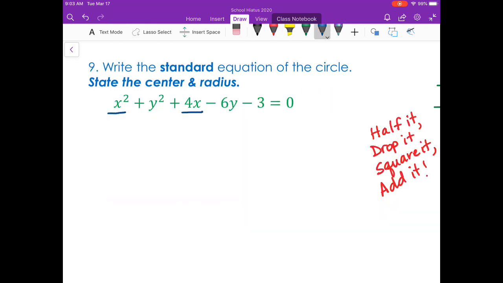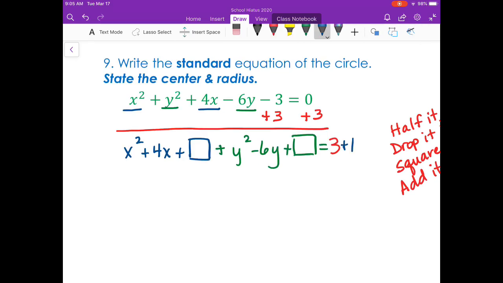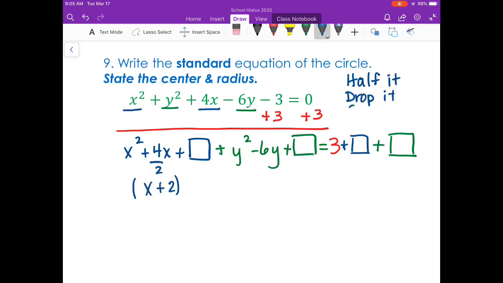Let's try it again. Move your x squared and x terms together, move your y squared and y terms together, and add the 3 to the other side of the equation. Write down your terms and leave a space to complete the square for both the x and y families. Don't forget that both numbers you add to the left will also have to be added to the right-hand side of the equation. Now we'll complete the square for the x terms by taking half of 4, dropping it into the parentheses with a plus, squaring it, and adding it to both sides of the equation.